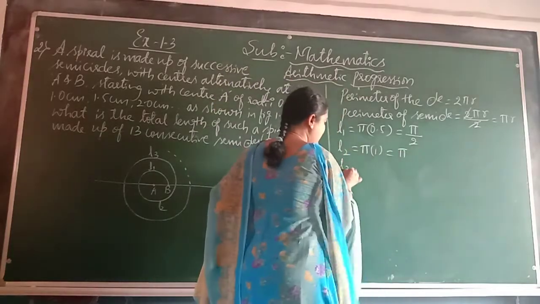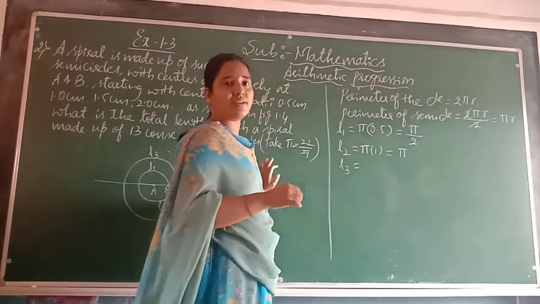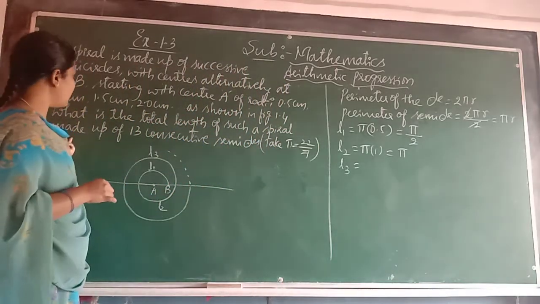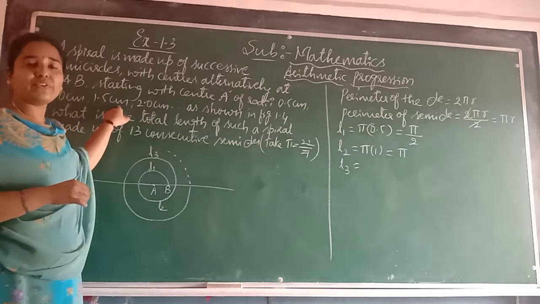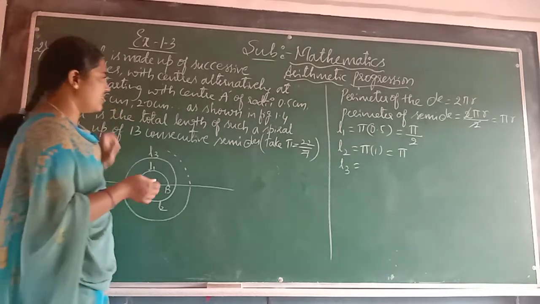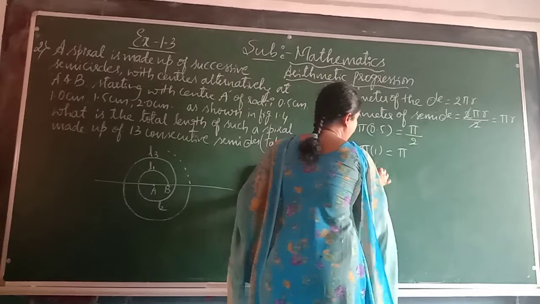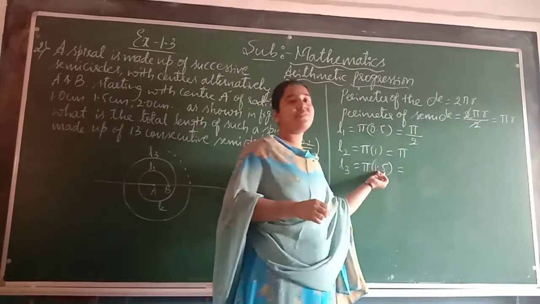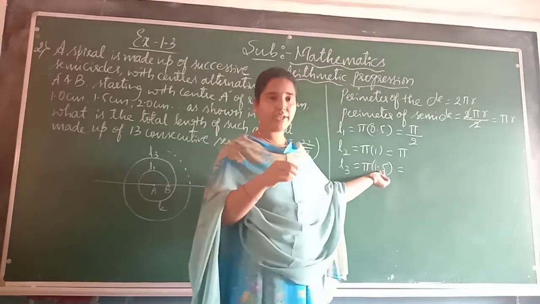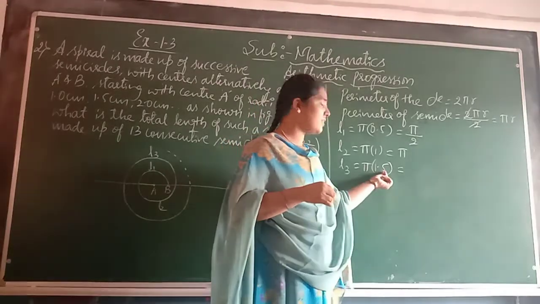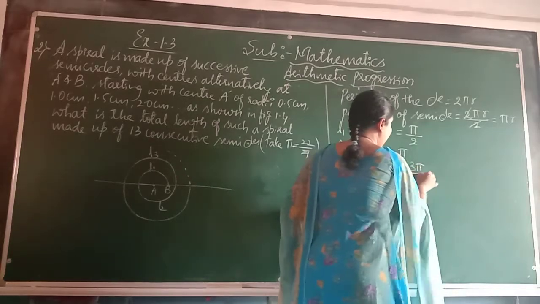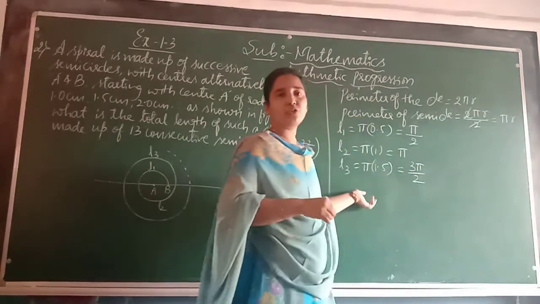Next, the length of the third semicircle. What is the radius of the third semicircle? That is 1.5 centimeter, they given. Substitute it. Pi into 1.5. See here, 1.5 is nothing but 3 by 2 only. Instead of writing 1.5, I am writing 3 by 2. That is 3 pi divided by 2.